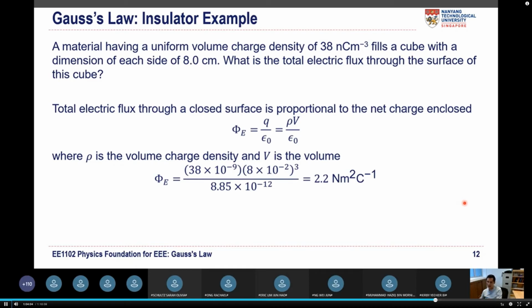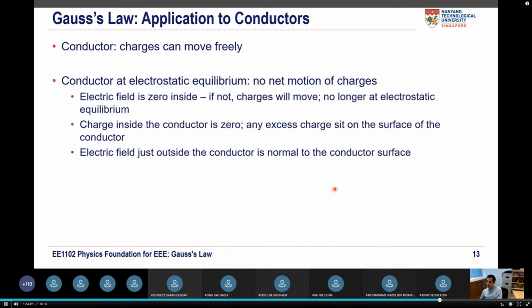So the important part is how to figure out which Gaussian surface to use. In this case, it was fairly straightforward. Because the uniform volume charge fills a cube, it naturally tells us that we should use a cube as the Gaussian surface. But depending on the problem, you need to come up with a clever way of forming a Gaussian surface. Okay, that was all for insulators.